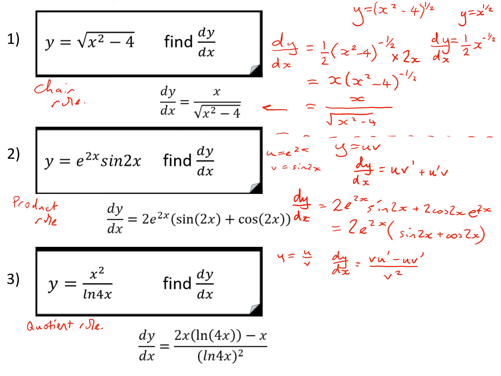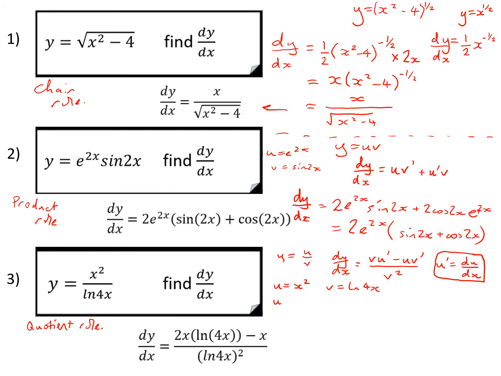Now I'm using these u dash and v dash. Hopefully you know that u dash is the same as du by dx. If you didn't, then you're going to need to get to know that because it can appear in places. Now it is important which one you pick for which. So u is the top, so u equals x squared. v is the bottom, so v equals natural log of 4x.